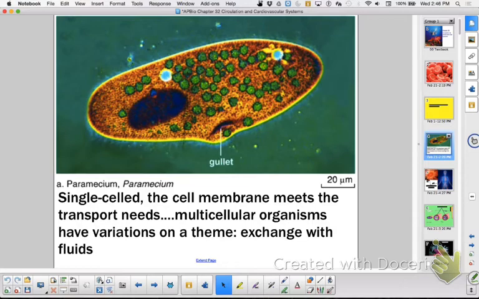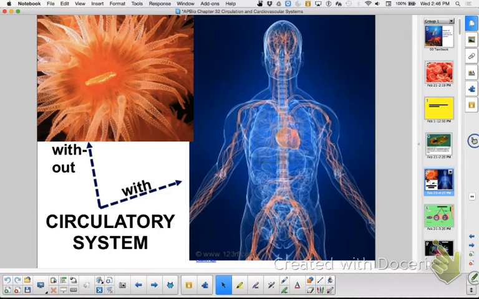Okay? So there are organisms with and without circulatory systems. This sea anemone, he is a multicellular organism, but he doesn't need a full-on system because he has the outside of his body exposed, and he has a large gastrovascular cavity with water exposed, so it will still just do diffusion. Okay, because it's completely exposed on all sides.